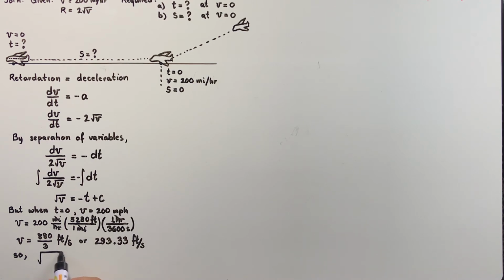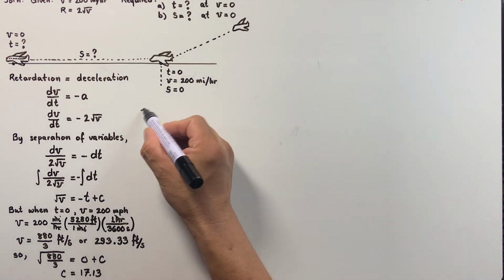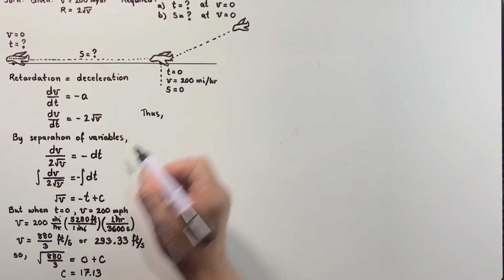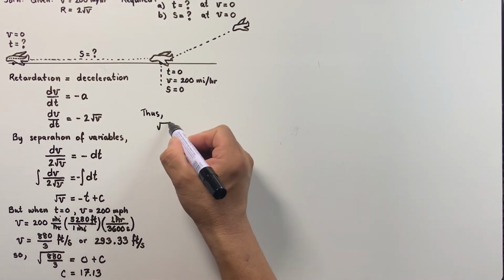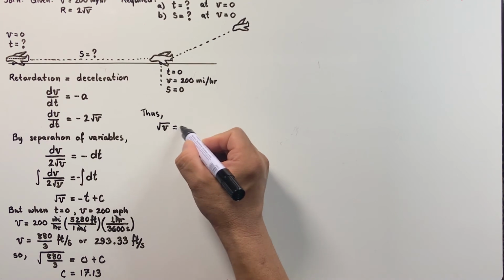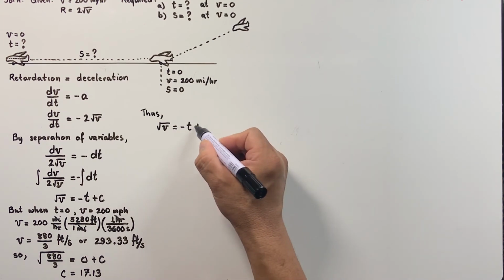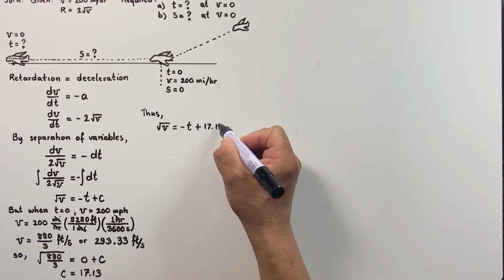So we can solve for our constant of integration by substituting this v here. So the square root of 880 over 3, which is equal to 0 because the time is 0, plus the constant of integration c. Therefore, our c is equal to 17.13 here. Thus, our equation, the square root of v is equal to negative t plus the constant of integration 17.13.